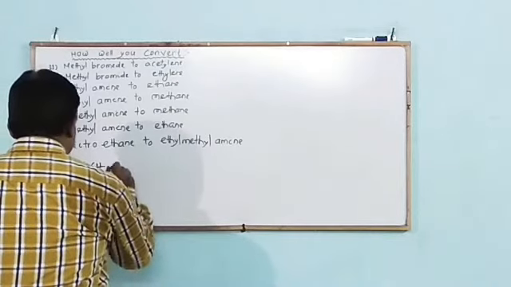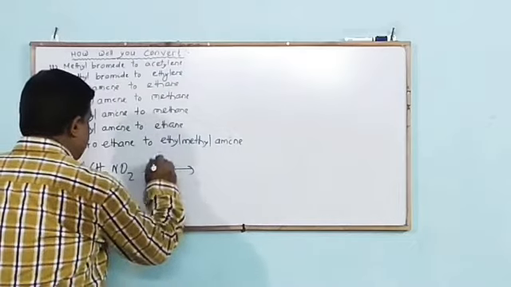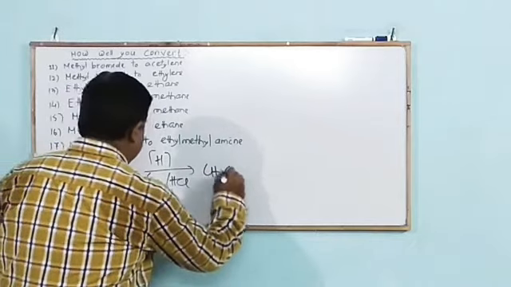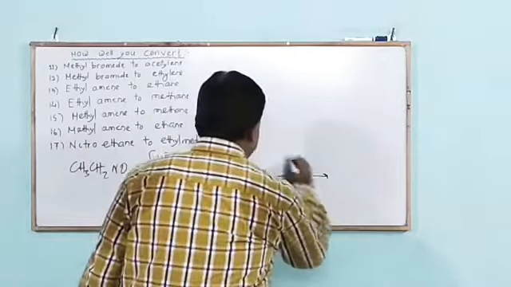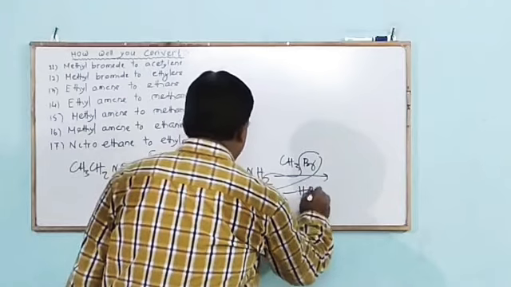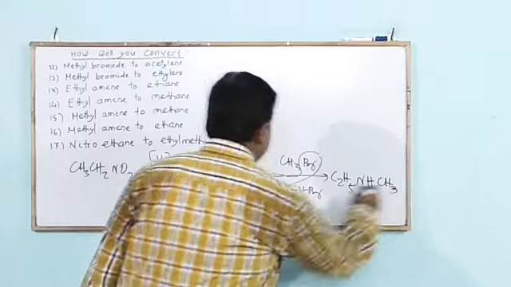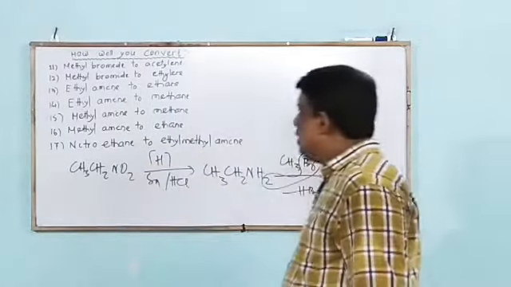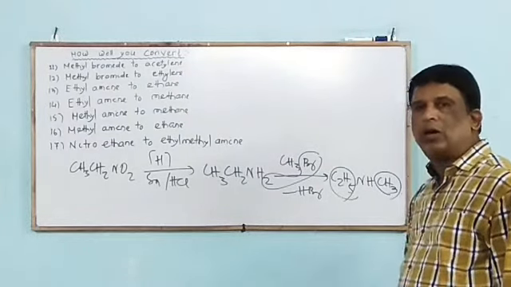CH3CH2NO2 undergoes reduction in the presence of Sn/HCl to form CH3CH2NH2. Ethylamine reacts with alkyl halide, minus HBr, to form C2H5NHCH3, known as ethyl methylamine. So in this way, nitroethane is converted to ethyl methylamine, a 2 degree amine.